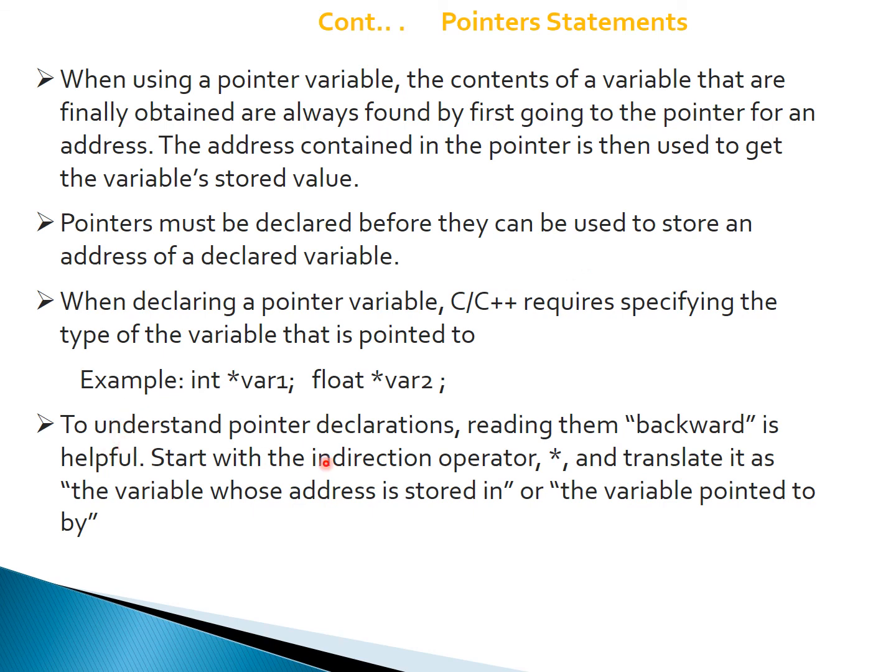To understand pointer declarations, reading them backward is helpful. Start with the indirection operator asterisk and translate it as the variable whose address is stored in, or the variable pointed to by. So these are different conventions which you can use for reading or understanding the pointers.